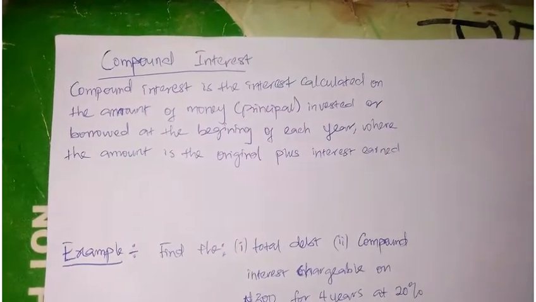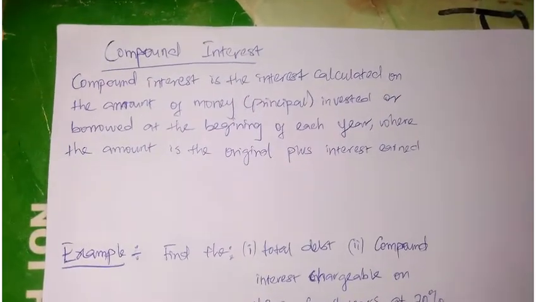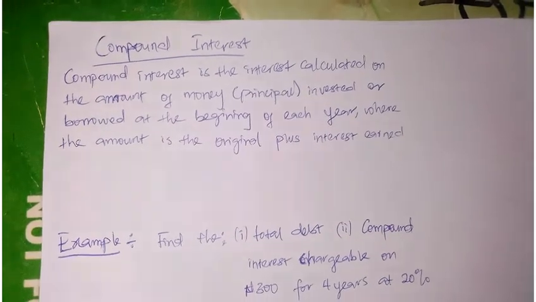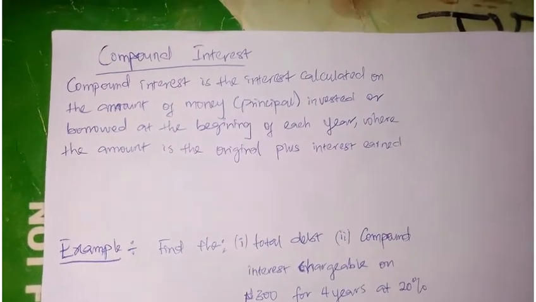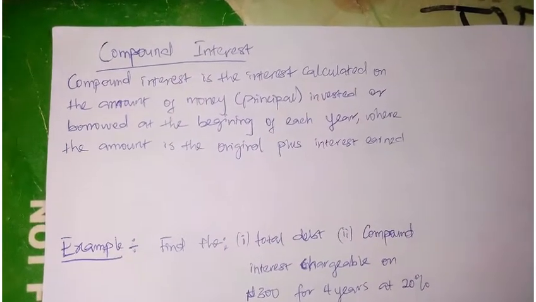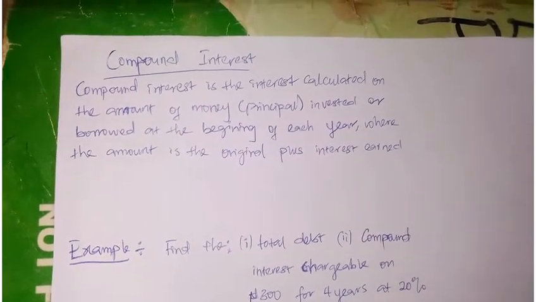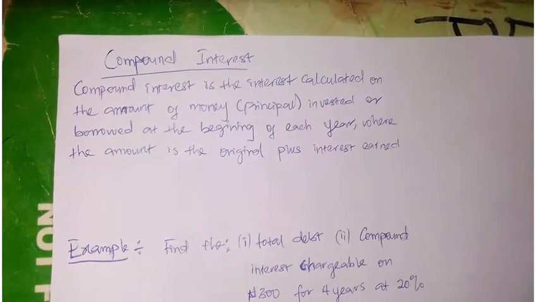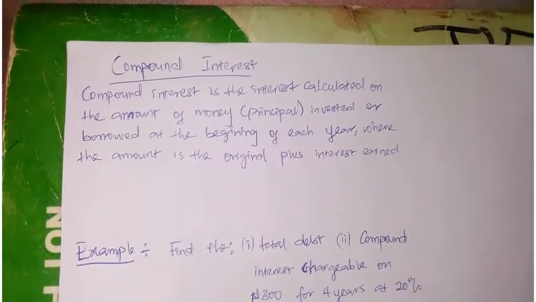In today's video, we're looking at compound interest. Okay, now what's compound interest? Compound interest is the interest calculated on the amount of money, that is the principal, invested or borrowed at the beginning of each year, where the amount is the original plus the interest earned.